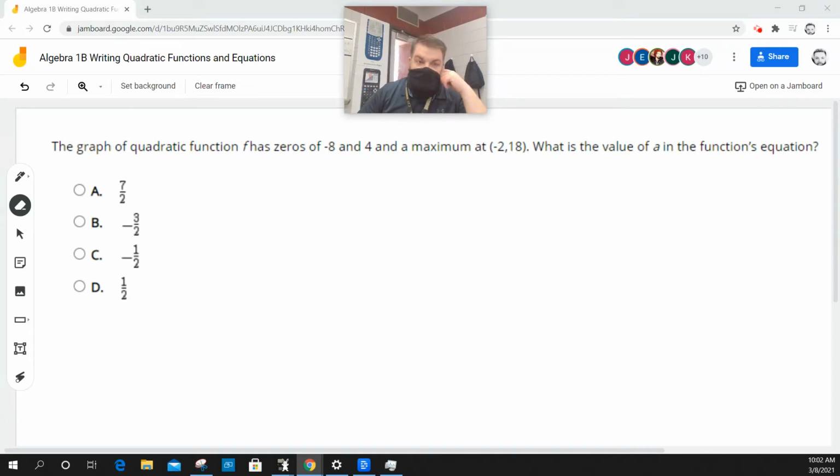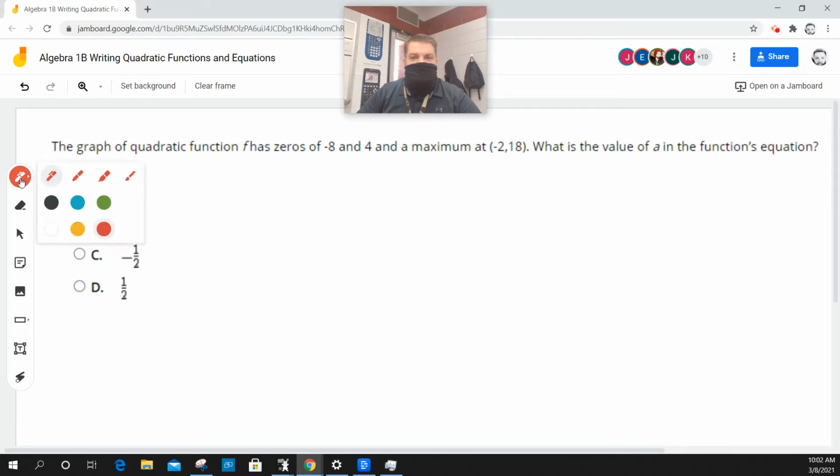So this one says the graph of the quadratic function f has zeros of -8 and 4 and a maximum at -2 comma 18. What is the value of a in the function's equation? So let's talk about this briefly.